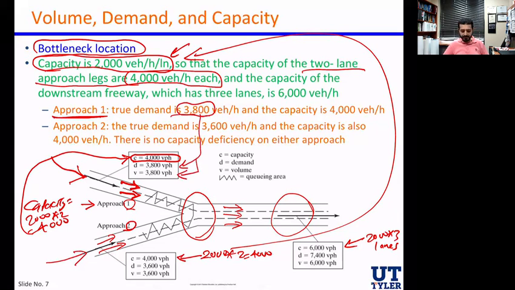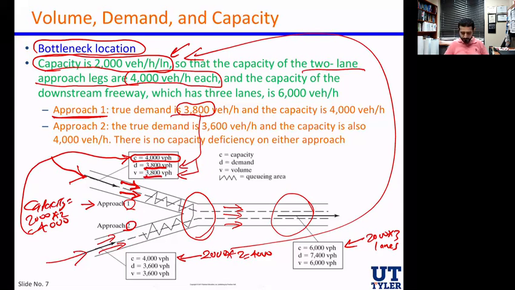Why is that? Because the capacity is 4,000. That means everyone wishing to use the highway is there, because we're handling way less than the capacity. If we're not approaching capacity, then the demand will be equal to the volume, like what you see here. So the demand is 3,800 and the observed volume is 3,800.